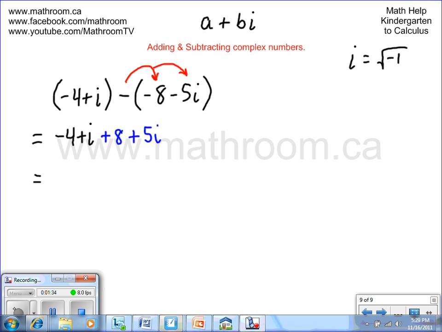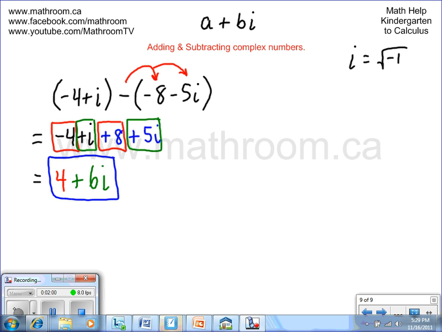Okay. And now we can collect like terms. So we have a -4 here, and we have a +8. So -4 plus 8 is 4. And we can look at the imaginary part. We have a plus i here, and a plus another 5i. 1i plus 5i is 6i. So we have 4 plus 6i, which is the final answer.